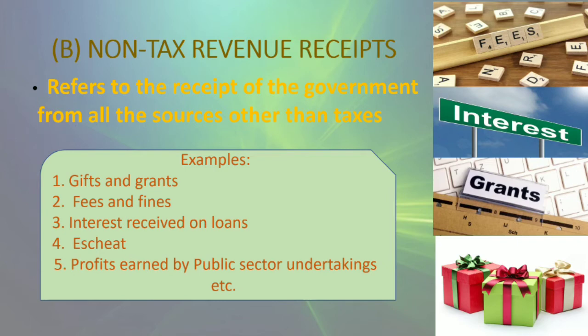Fourth, escheat. Now what do you mean by escheat? This is important. Escheat means when a person who is not having any legal heir dies and his property is left over, who takes that property? Government. So government gets एक अच्छा खासा property. This is known as non-tax revenue receipt. I repeat, tax is a different kind of receipt. This we are talking about escheat. Escheat means when any person who is not having a legal heir dies, the property goes to the government. It is a kind of revenue receipt.